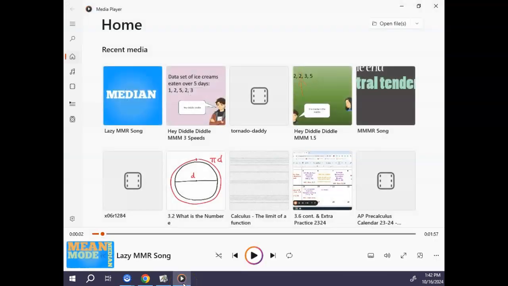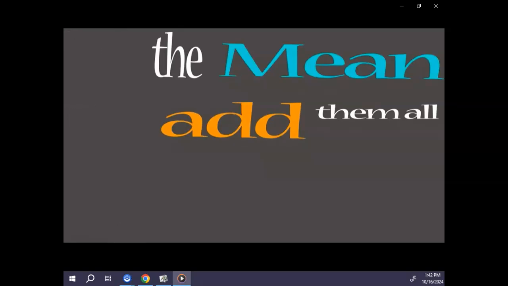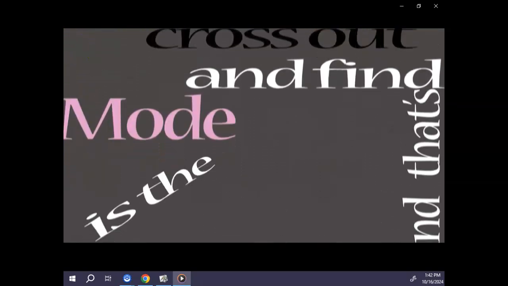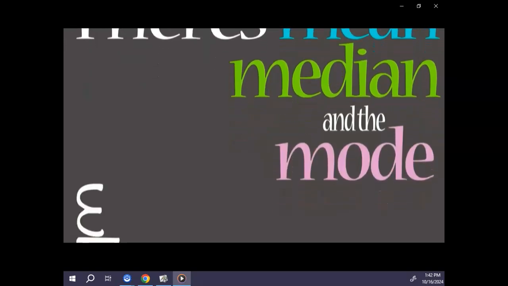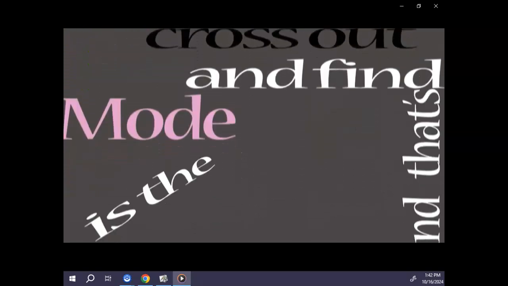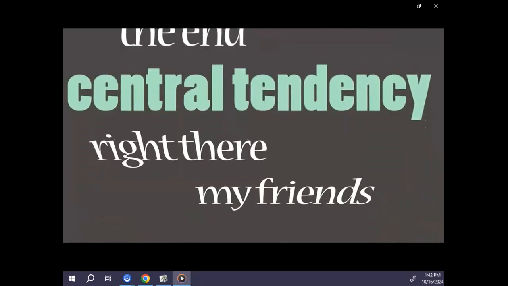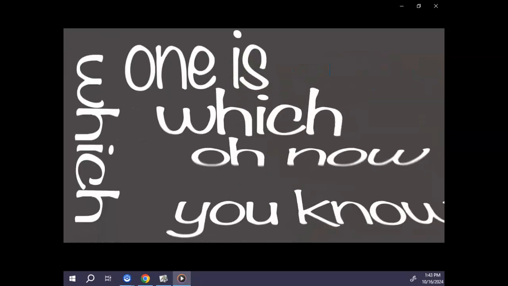There's mean, median, and the mode. Which one's which? Oh, you should know. The mean, add them all, then divide. Median, middle, cross out and find. Mode is the most, and that's the end. Central tendency right there, my friends. It's the mean, median, mode song. Outliers are very high or very low. The high ones make the mean real high, and the low ones make the mean real low. Your zeros. There's mean, median, and the mode. Which one's which? Oh, now you know. There you go.